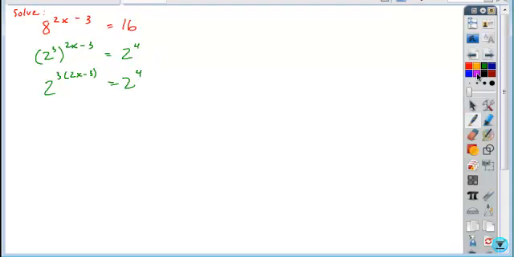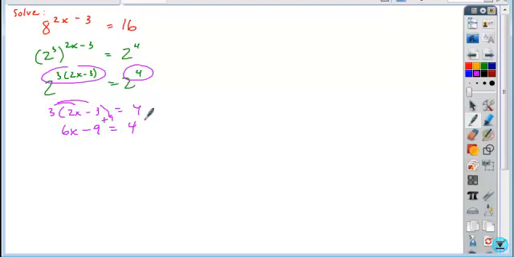And so you can, if you want, equate your powers right here. You have the bases the same. When I equate these powers and solve the resulting equation, you can distribute here: 6x minus 9 equals 4. Add 9 to both sides. I get 6x equals 13, so x is 13 over 6. And I get my solution.